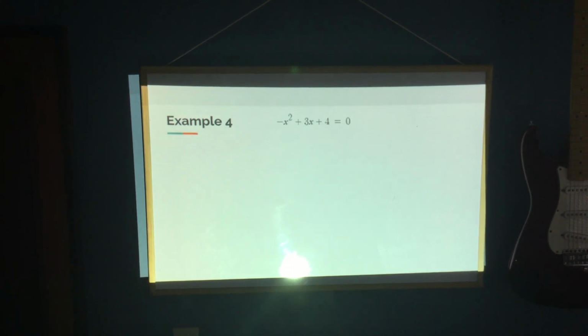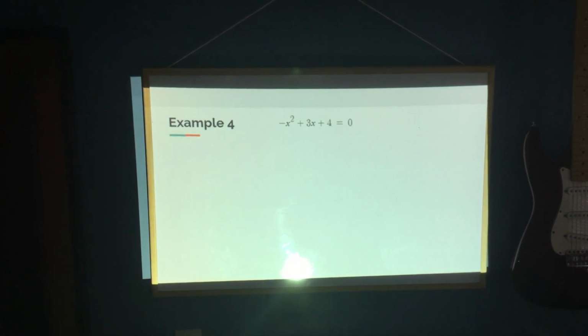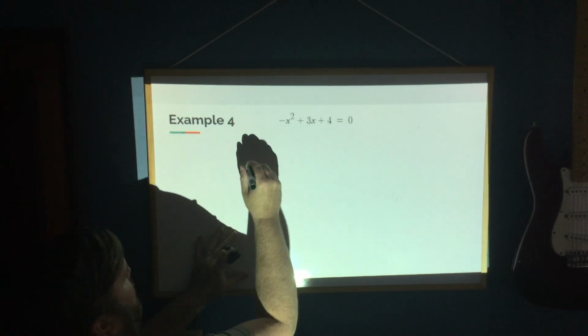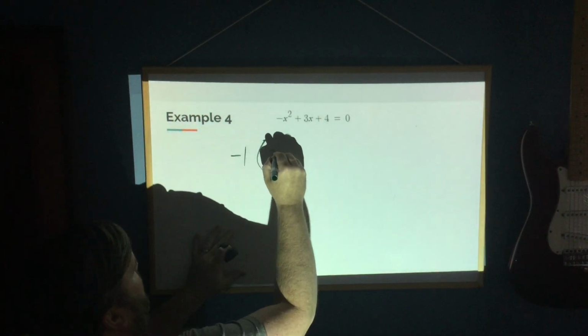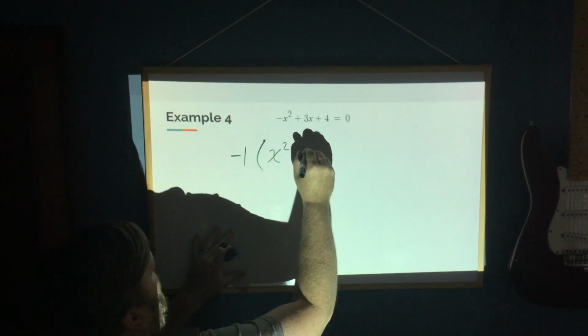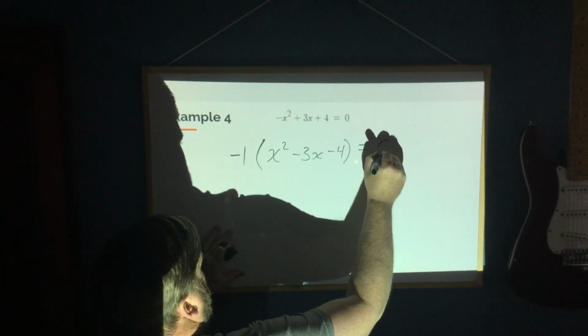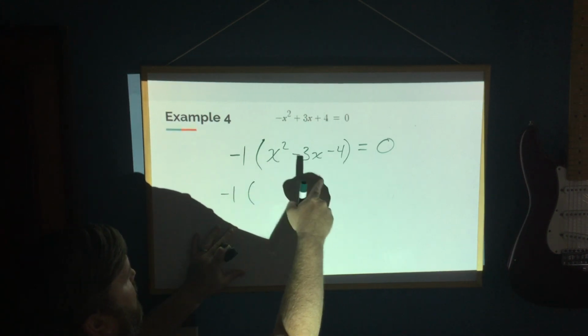Okay. This one has a leading coefficient equal to -1. My advice is to factor that out the very first thing. So factor out that -1, and I'll be left with x squared minus 3x minus 4 equals 0. And now you can factor this.